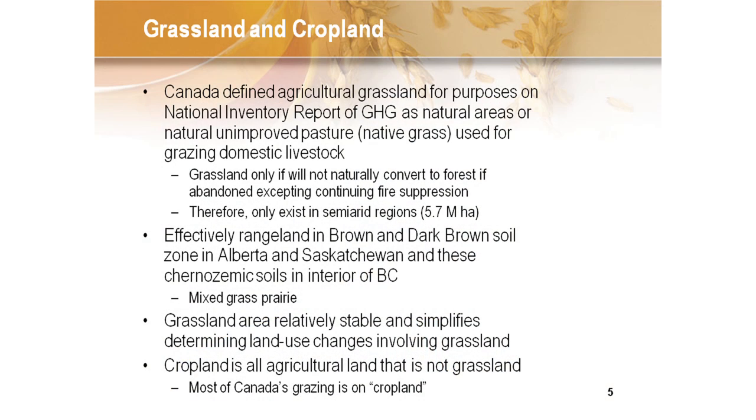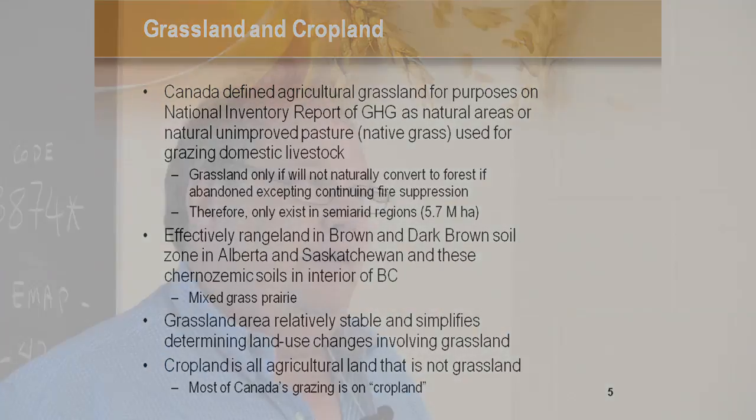That's being used as grazing of domestic livestock. Then, we decided we would define it as grassland if it will not naturally convert to forest if abandoned, except continuing fire suppression. What in the inventory game is, you don't want to have a lot of land use change, going from one of those 6 categories into another. You want to try to reduce that, and particularly you want to try to set definitions where land won't flip-flop between land uses on a regular basis. And also you want to have methods that are fairly practical to implement.